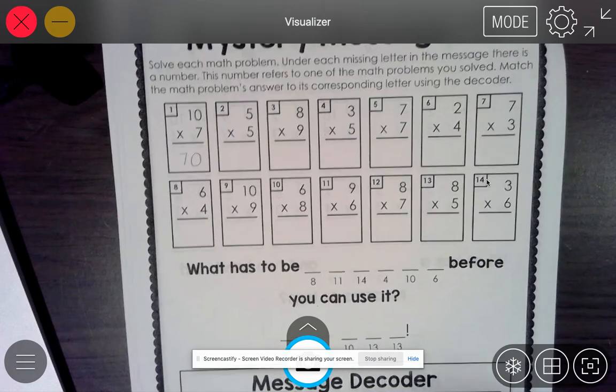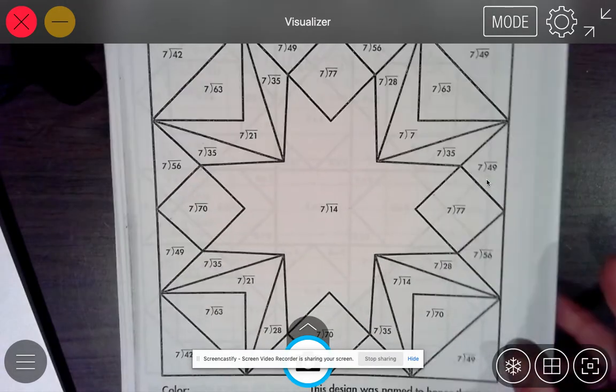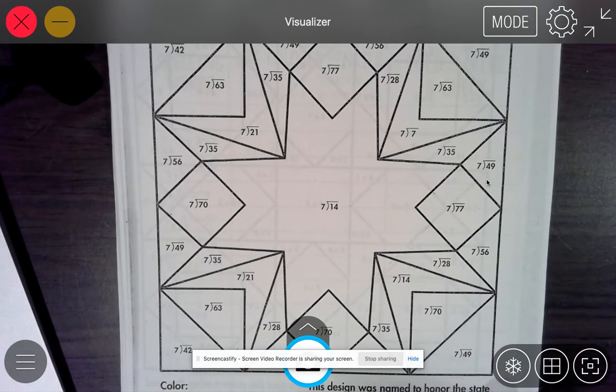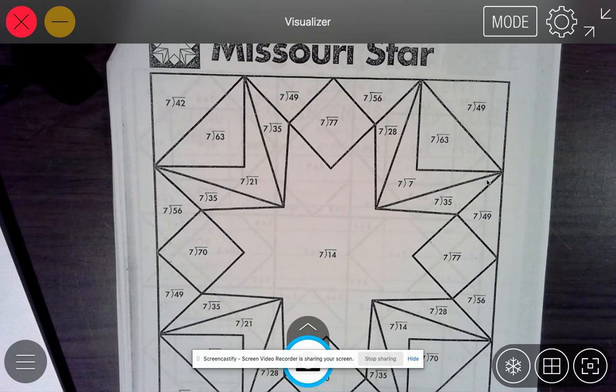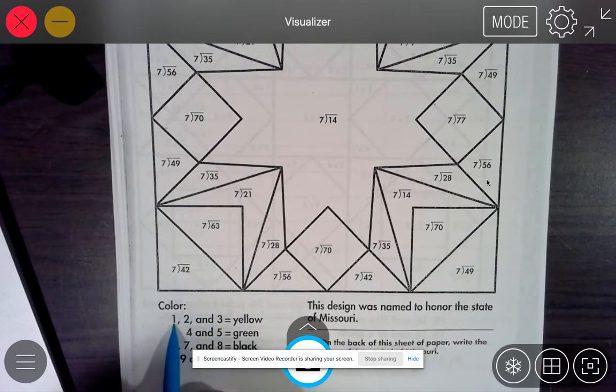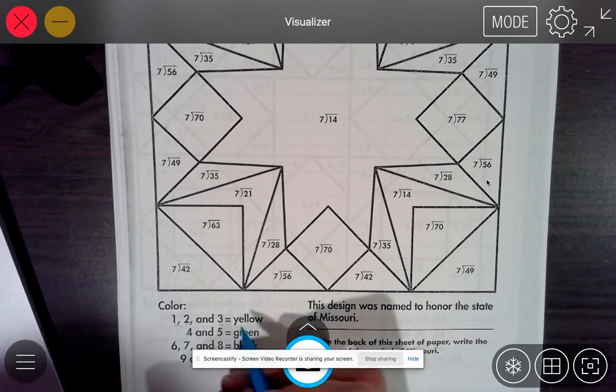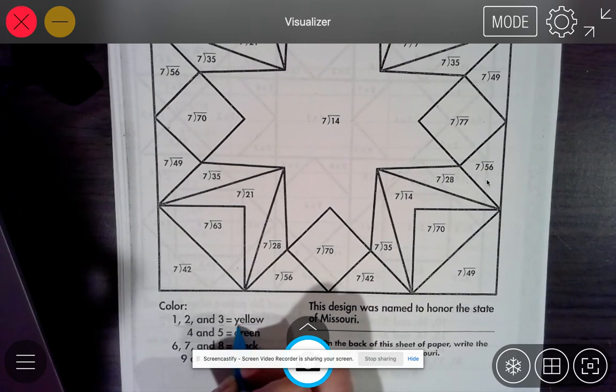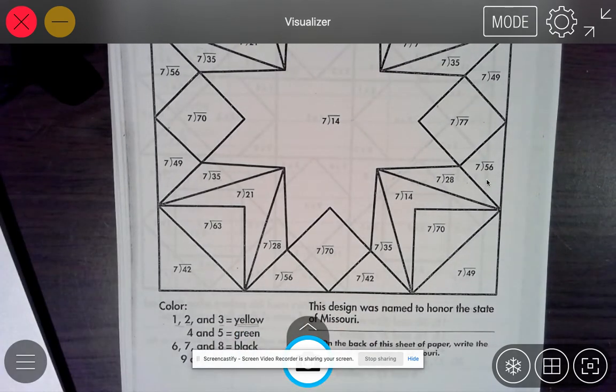All right, let's look at the next page you're going to do. This is called the Missouri Star. So this design was named to honor the state of Missouri. Okay, so if you do these division problems and you get a number 1 as your answer, a number 2 as your answer, or a number 3 as your answer, you're going to color that whole entire space yellow.